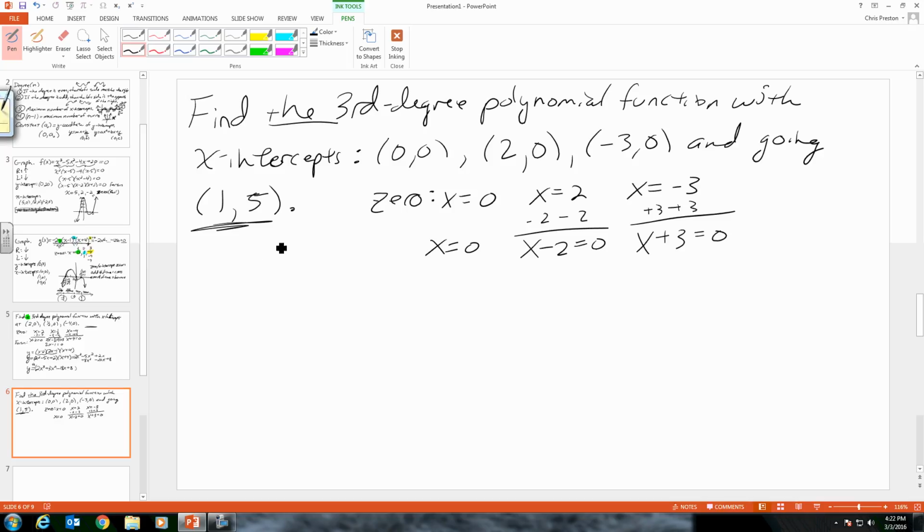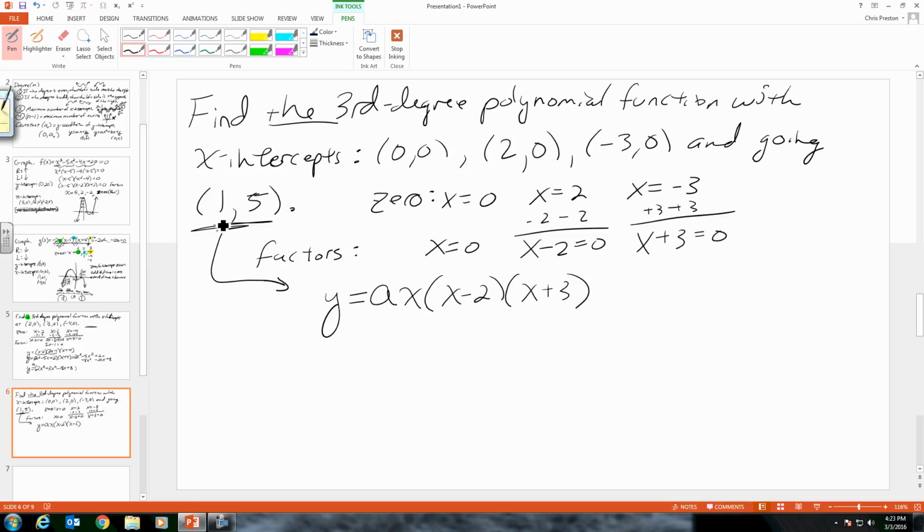So now I'm ready to start trying to write my equation. My equation is going to be y equals, I'm going to have an x as a multiplier. I'm going to have x minus 2 as a multiplier, and I'm going to have x plus 3 as one of my factors here. And then I'm going to have something else, some other number. And I don't know what that number is. And that's where this point is going to come in handy. Because without that point, I couldn't figure this out.